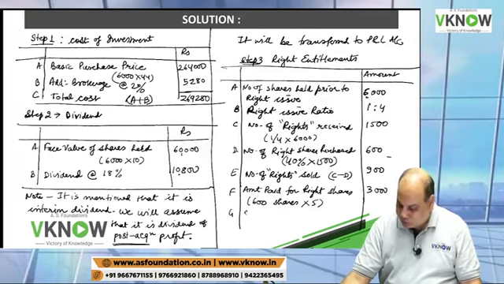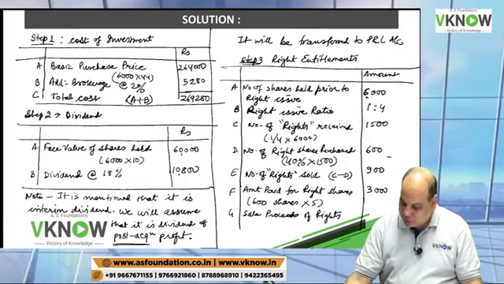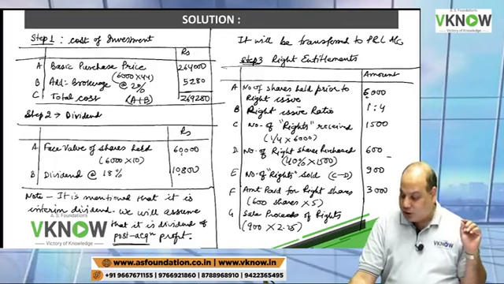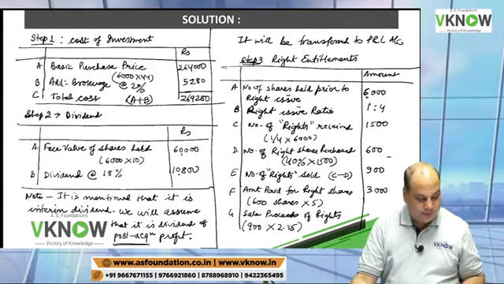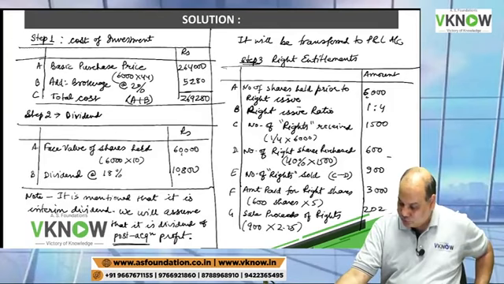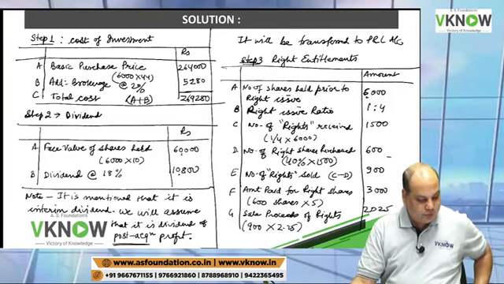And sale proceeds of rights. If you sell rights, you will receive 2.25. Tell me, 900 rights sold into 2.25, how much is that? This is 2025. Is this right? 2025.